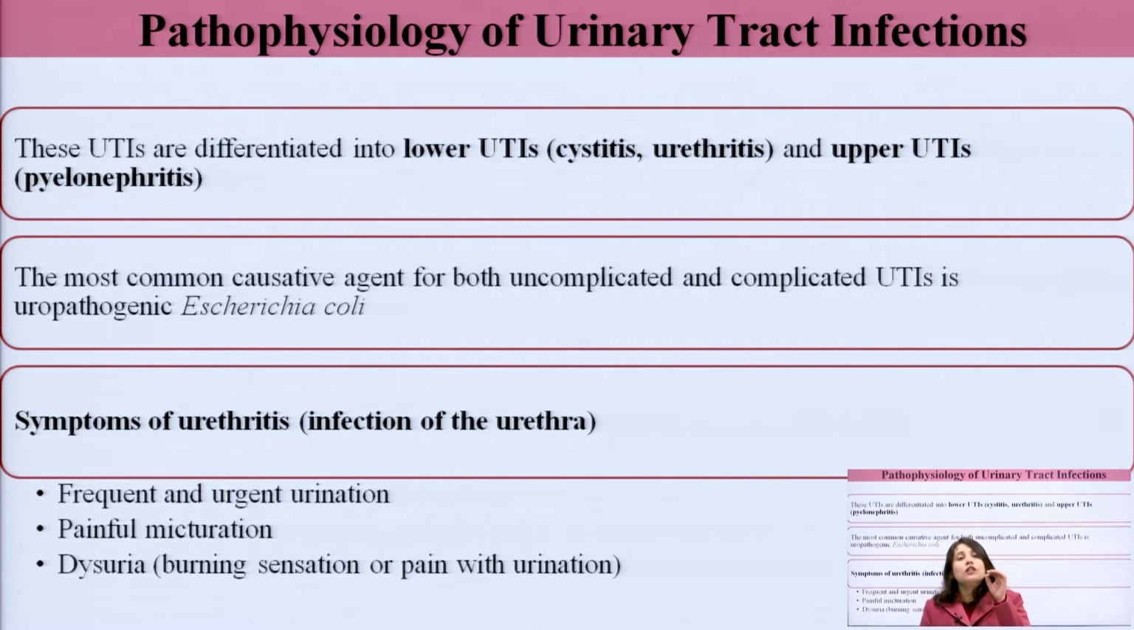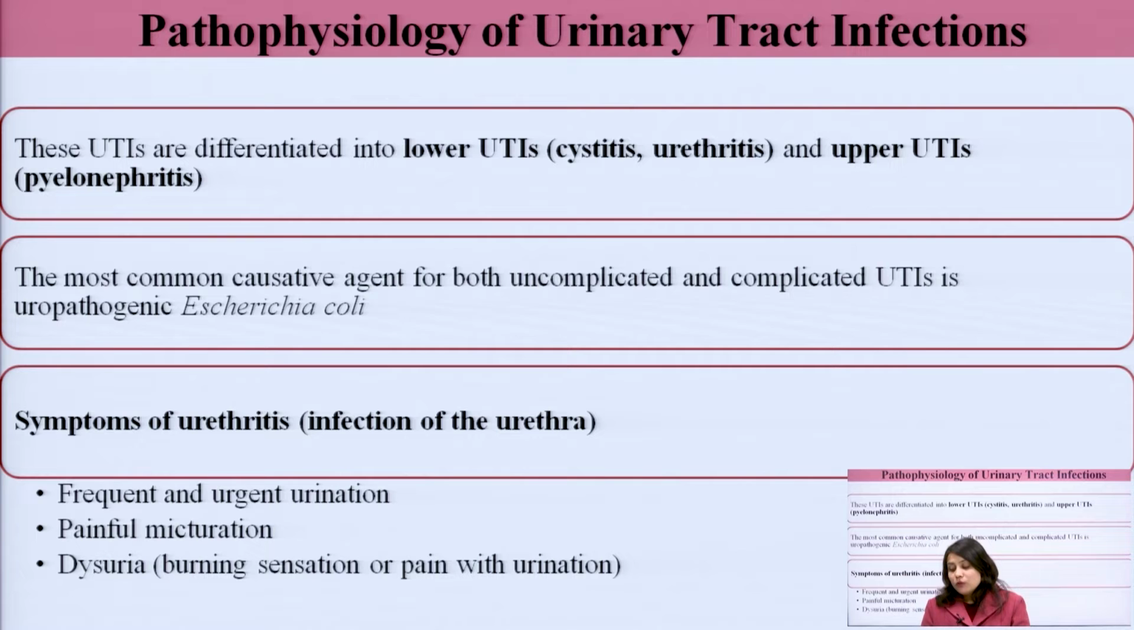The most common causative agent for both uncomplicated and complicated UTIs is uropathogenic Escherichia coli. Escherichia coli is the most common causative agent that causes urinary tract infections. Now, the most common sites for urinary tract infections to occur are first the urethra, then the bladder, then the kidney. So we'll discriminate the symptoms, and we can determine based upon the symptoms how far the infection has reached. Infection moves to the kidneys generally when left untreated.